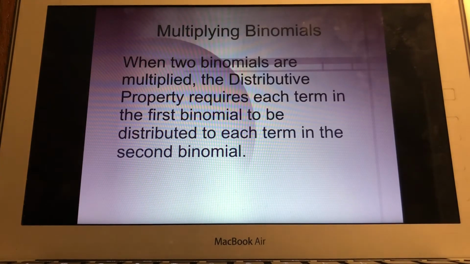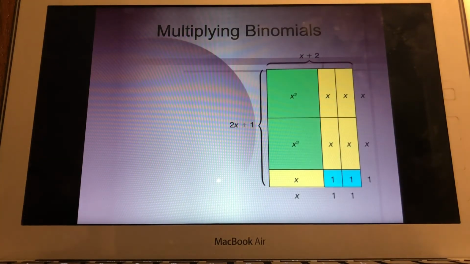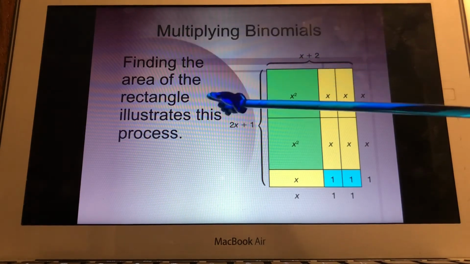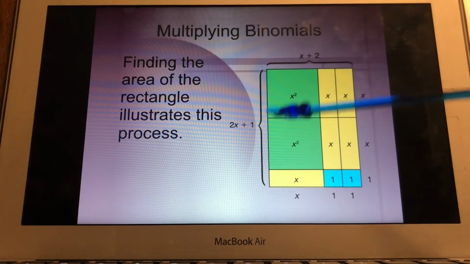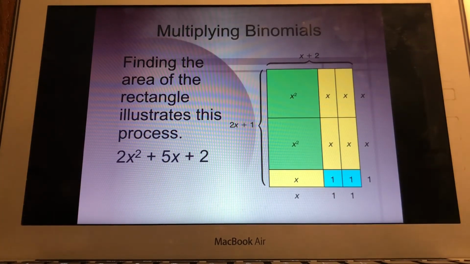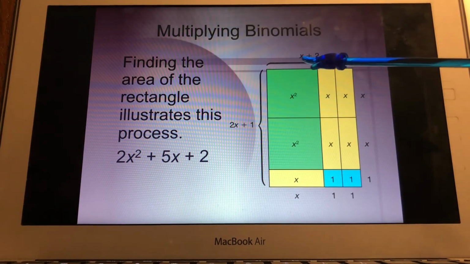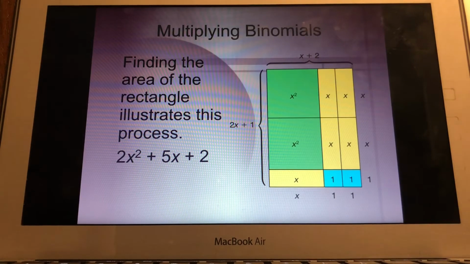Multiplying binomials. When two binomials are multiplied, the distributive property requires each term in the first binomial to be distributed to each term in the second binomial. So now I've got binomials. Finding the area of a rectangle helps us to see this process. I've got 2x plus 1 times x plus 2.